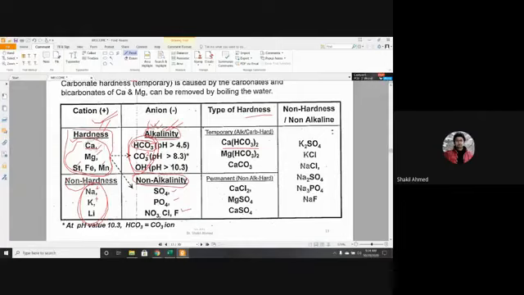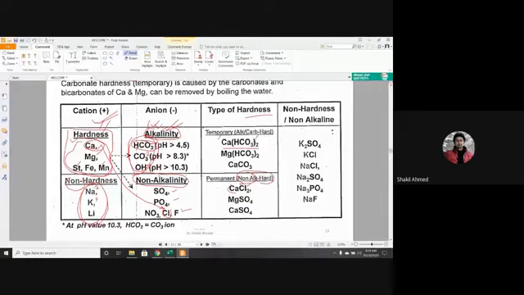hardness species connects with non-alkaline species, then it is non-alkaline hardness. Why non-alkaline? Because there is no species that causes alkalinity. Is there any carbonate, bicarbonate? No. So this is non-alkaline. Is there any species that causes hardness? Yes, calcium. So non-alkaline hardness. This is alkaline hardness.